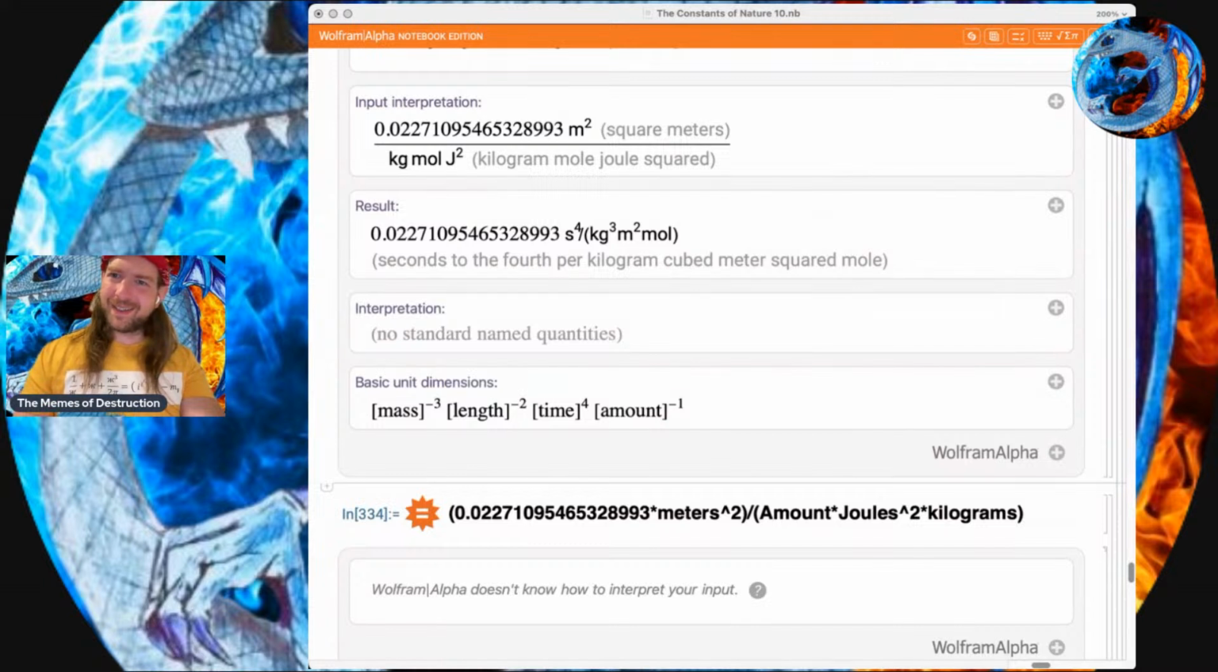Wait a second. Mass is a thing. Where's molar mass? Okay. Kilogram per mole. So we need... Okay, so we gotta do it this way. So just over molar mass. Let's try this. So the denominator.